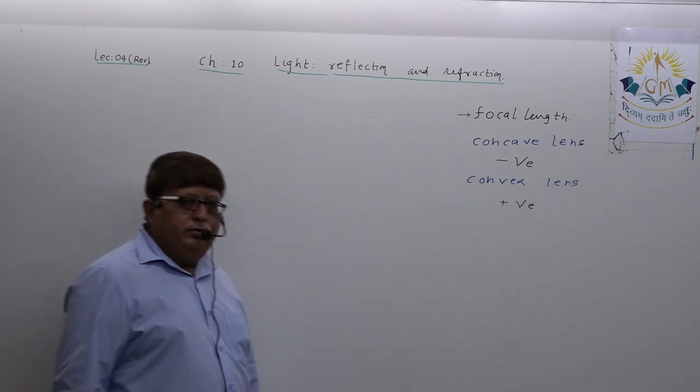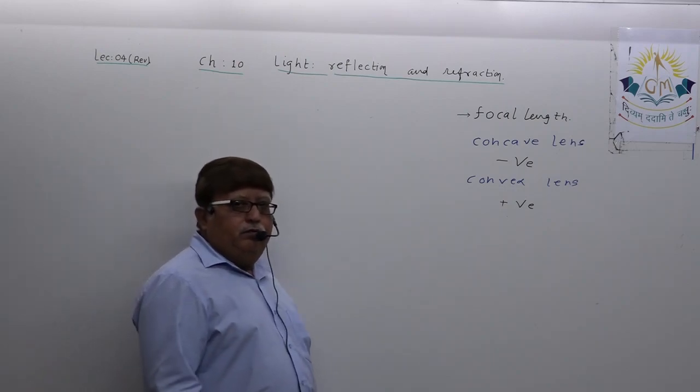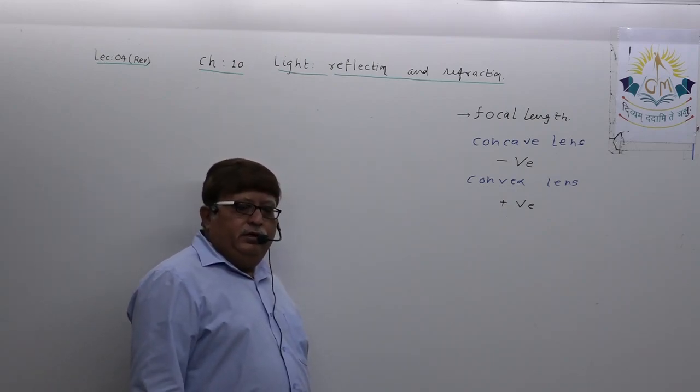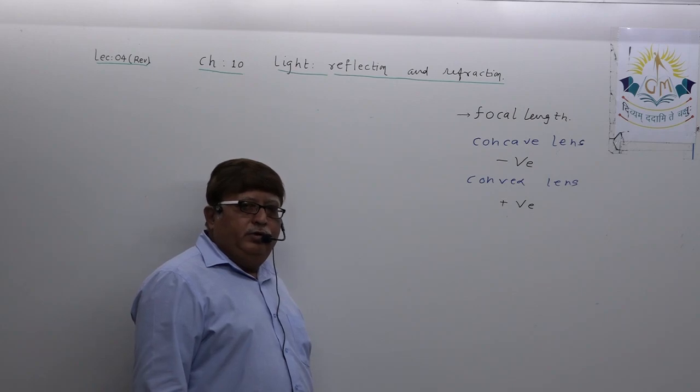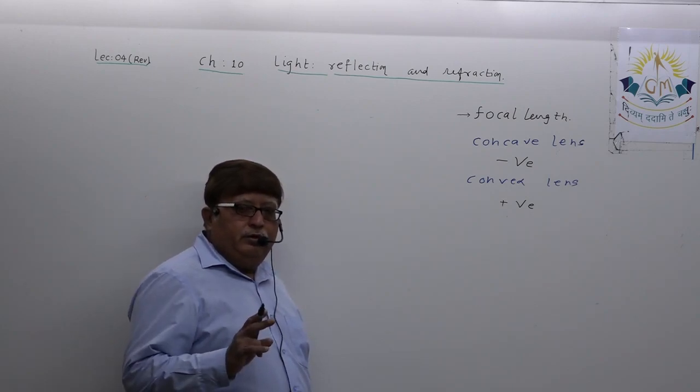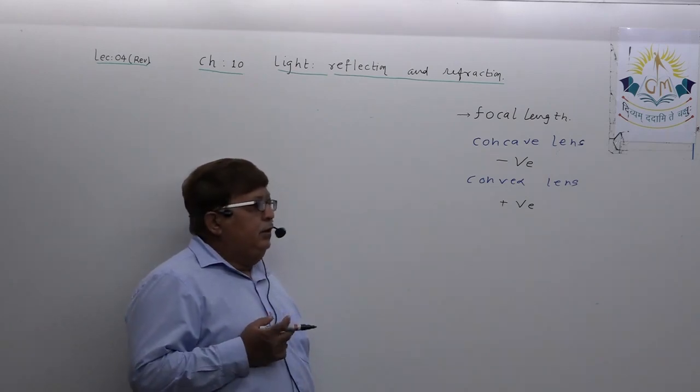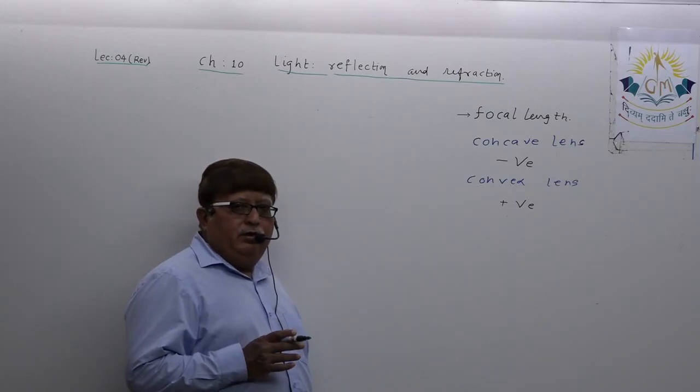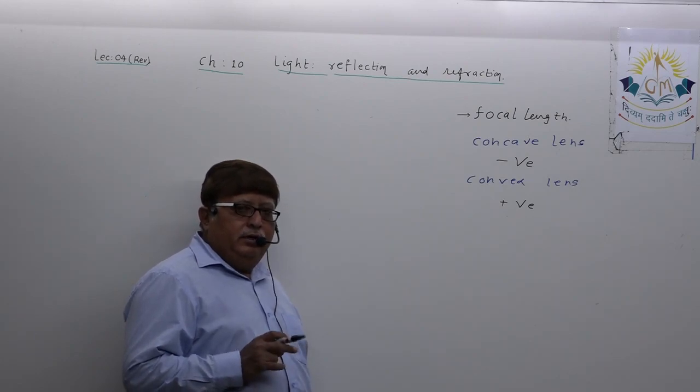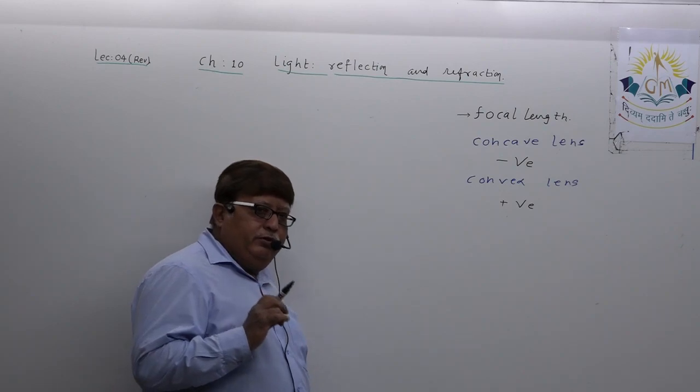As you know, we also followed this when we started solving the numericals regarding mirrors. Understand here, concave lens focal length has to be negative. Convex lens focal length has to be positive.